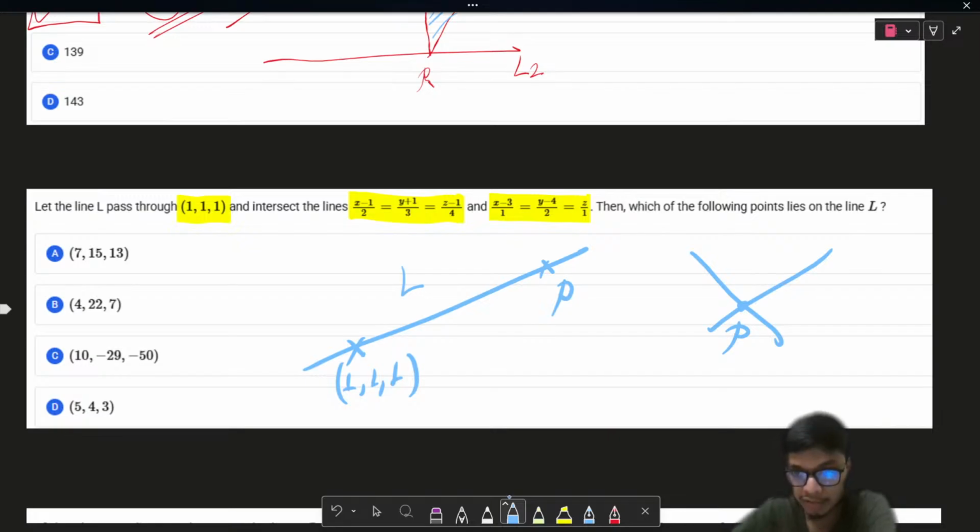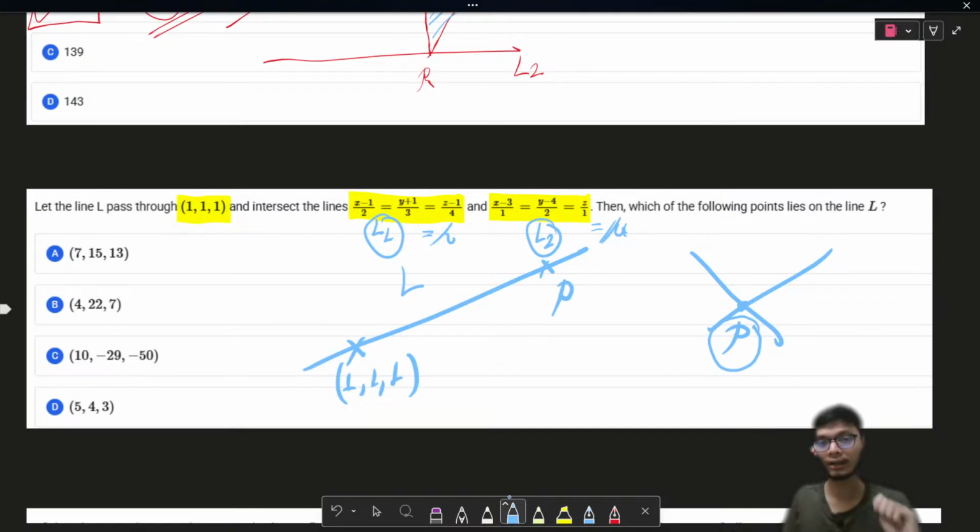Again, you first have to find this point P in terms of lambda. Let us assume this to be lambda and this to be mu. Please find the general point on this. Let us say this is my line 1 and this is my line 2. Please find the general point on line 1 and line 2 in terms of lambda and mu, and then solve for this point P. And from the resulting values, you will find this point P.